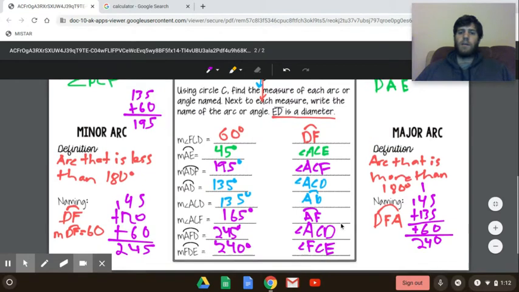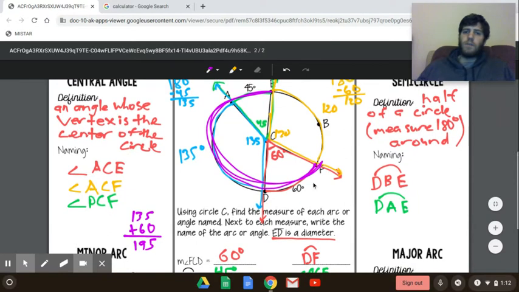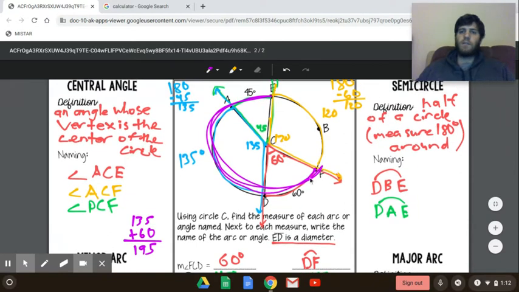Okay. And so it does get a little confusing because in terms of the central angle, the name of this angle, FCE, is the same as the name of this angle, FCE. So the central angle kind of gets confusing because it's really a central angle for two different arcs, the minor and the major that it's associated with. I don't think we really need to worry about that too much.